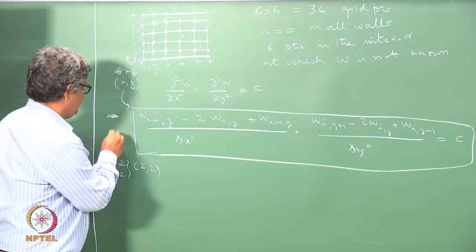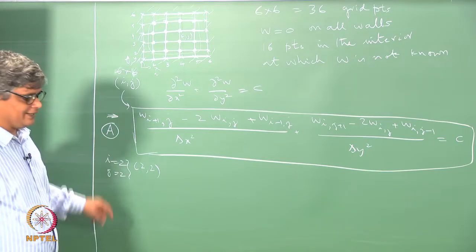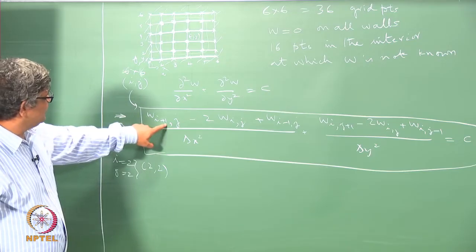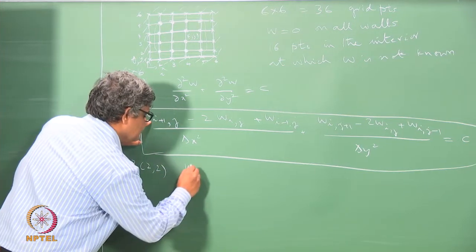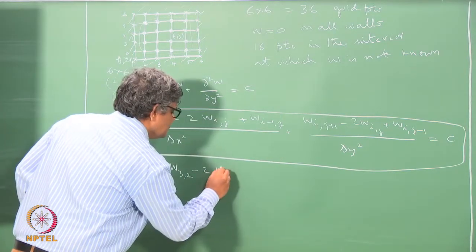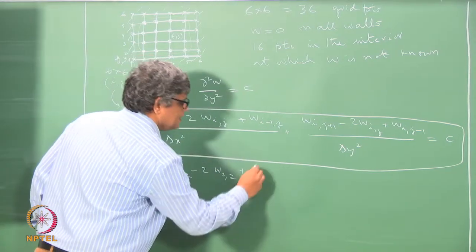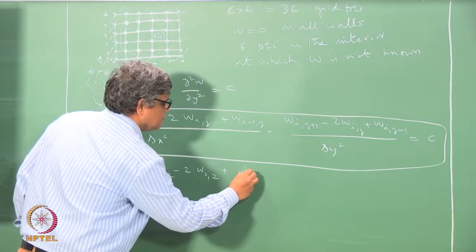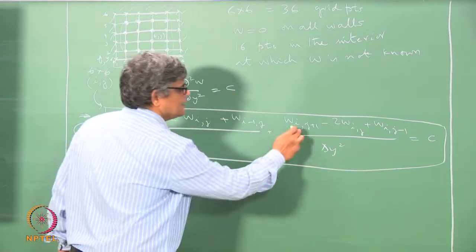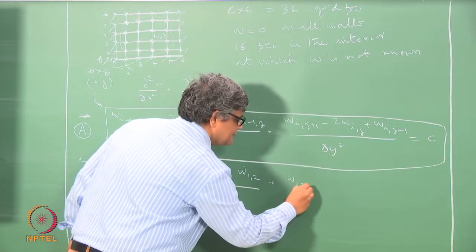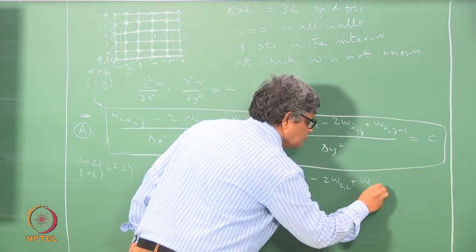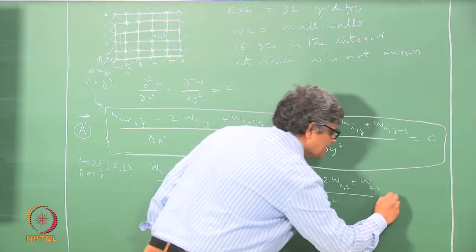So if you take the template equation A here and apply this to this point, the value of W i plus 1, j comma j will become W 3 comma 2 minus 2 W 2 comma 2 plus, here W i minus 1 will be 1 comma 2, divided by delta x square, plus here this is W 2 comma 3 minus 2 W 2 comma 2 plus W 2 comma 1, divided by delta y square, equal to C.